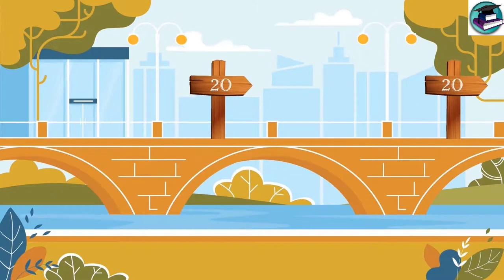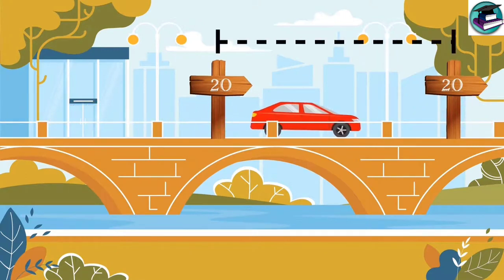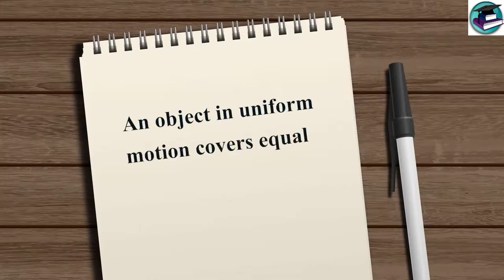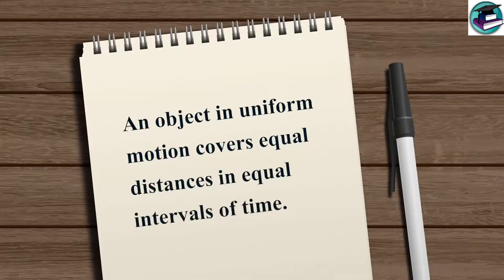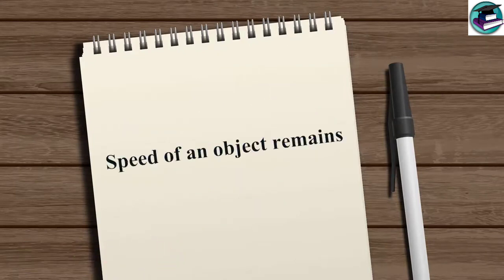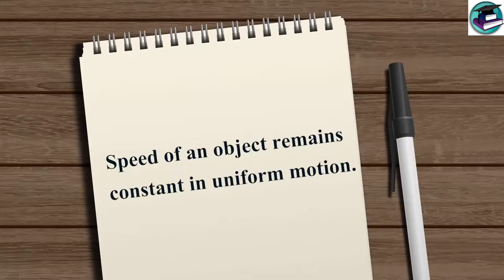Suppose an object, let's say a red car, covers 20 meters in the first second. In the next second, it again covers 20 meters and so on. So, in these short intervals of time, the car covers equal distances. This type of motion is known as uniform motion. An object in uniform motion covers equal distances in equal intervals of time. It has to be noted that the speed of an object remains constant in uniform motion.